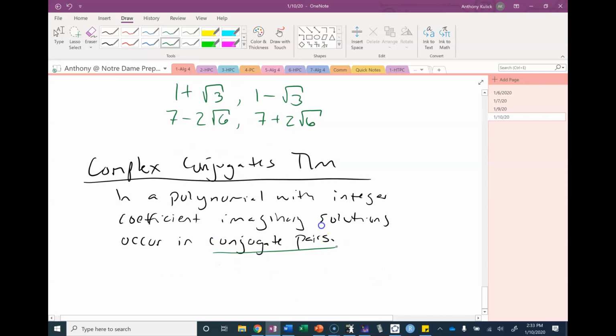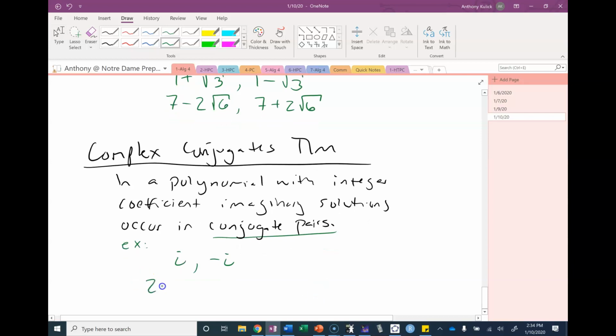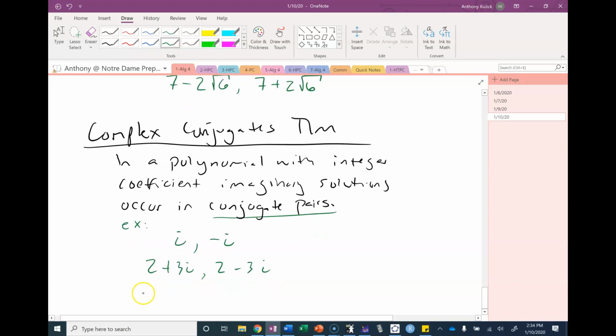And again, what do we mean by conjugate pairs for imaginary solutions? Well, things like i and negative i would be a conjugate pair. Or 2 plus 3i and 2 minus 3i are conjugate pairs. Or 7 minus 1/2 i and 7 plus 1/2 i are conjugate pairs.